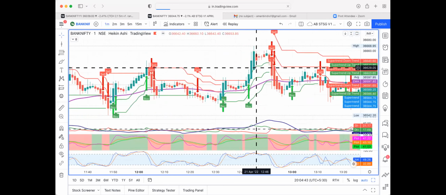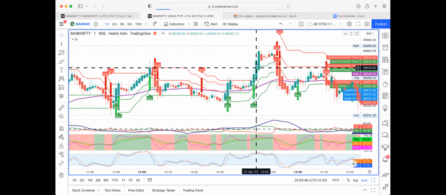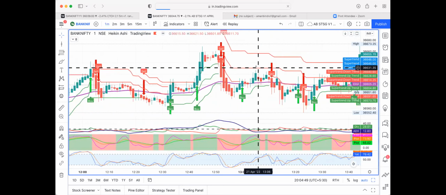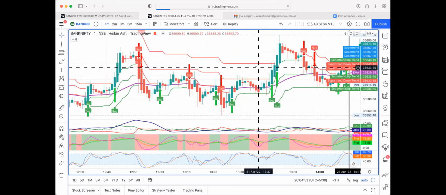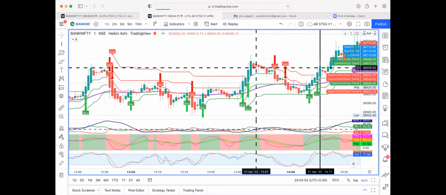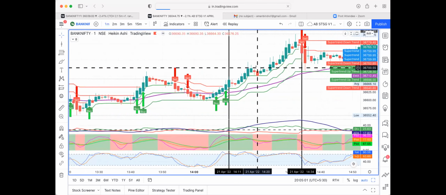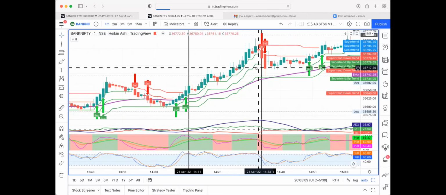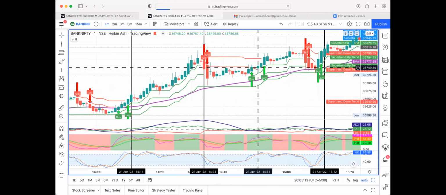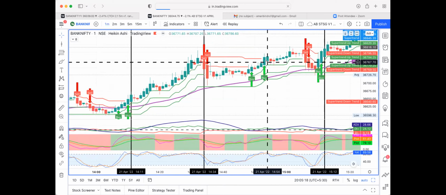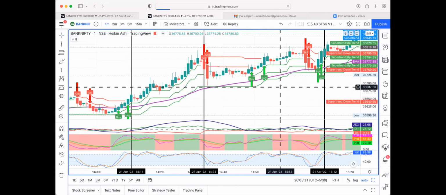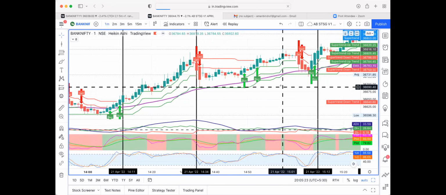If you move slowly, I can identify one for you. If you move slowly, every day there is one. Go slowly. Just look at the last 2 days itself. There were 2-3 instances. No, not that one.